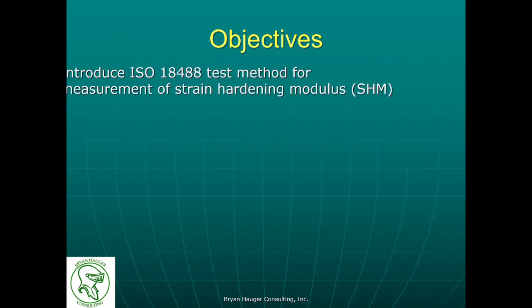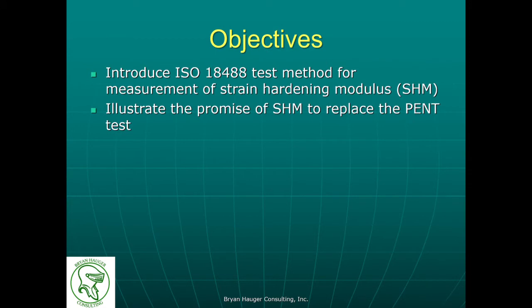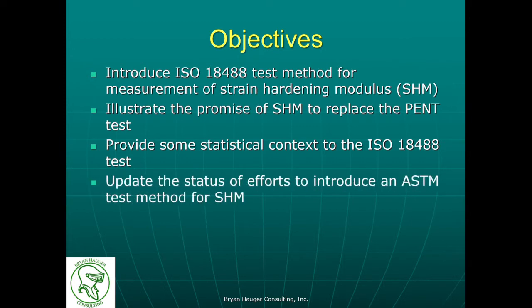As objectives, in this presentation, I would like to introduce you to the ISO 18488 for the measurement of strain hardening modulus, to illustrate the promise of strain hardening modulus to reduce costs and time requirements to obtain useful information on slow crack growth and potentially to replace the PENT test, to consider the statistical relevance of ISO 18488, and to update you on ongoing efforts to realize the full promise of strain hardening modulus in the plastic pipe industry in North America.